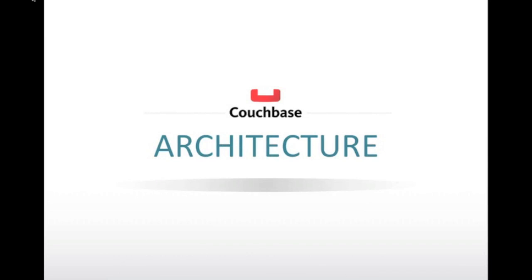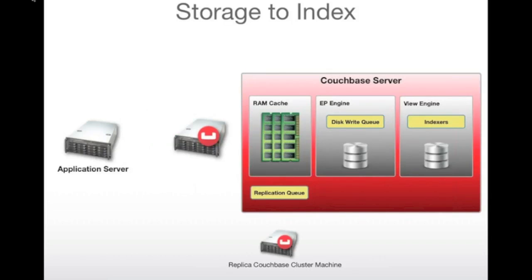So let's talk a little bit about the architecture of the view engine, from storage to index. We've got our application server doing storage operations into Couchbase. Immediately it gets into the RAM cache. Then it goes to disk write queues and replication queues, and it gets written to disk. After it's written to disk, the indexers, in batches, will process the documents, send them to the map functions that have been defined, and index the ones that have been emitted, or add them to the index.